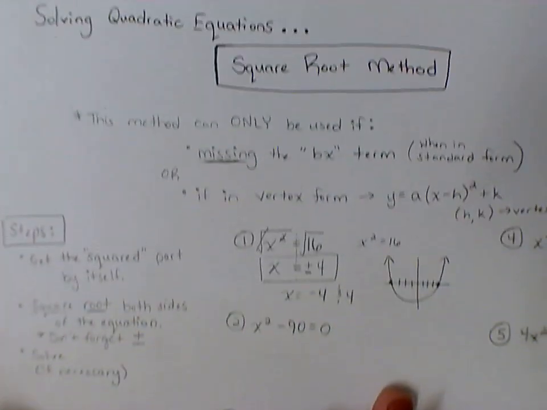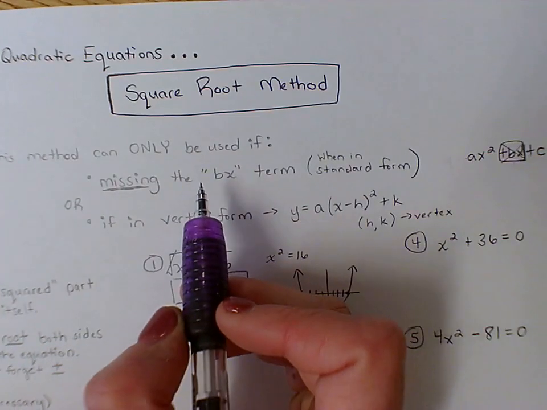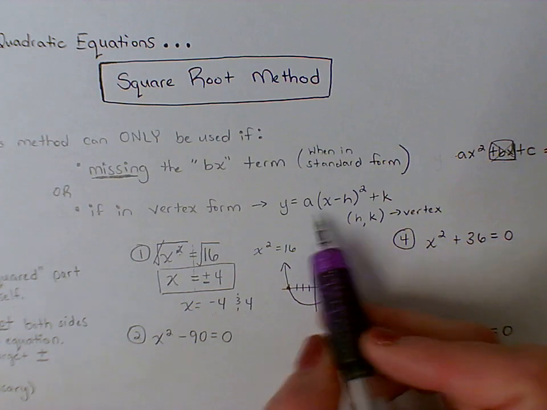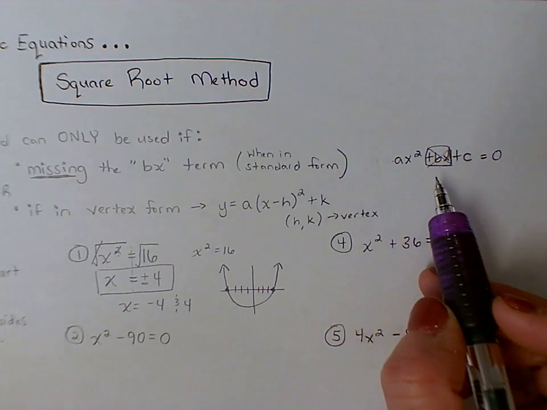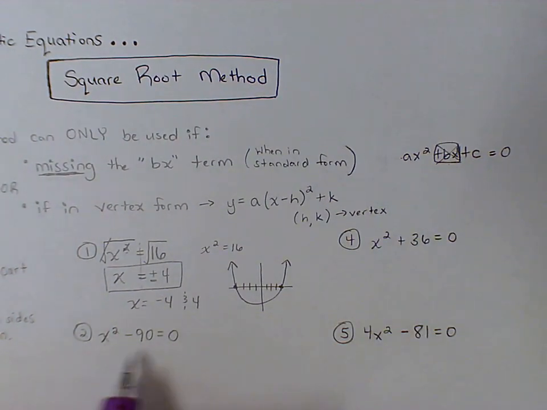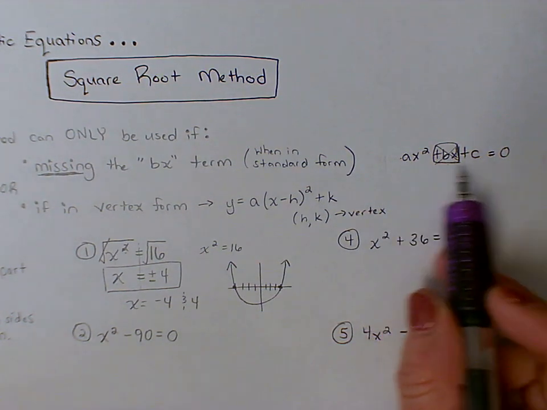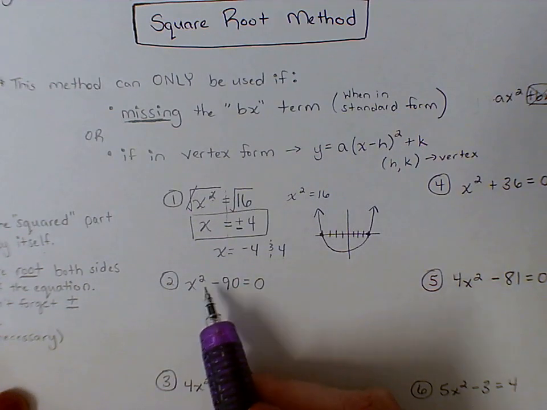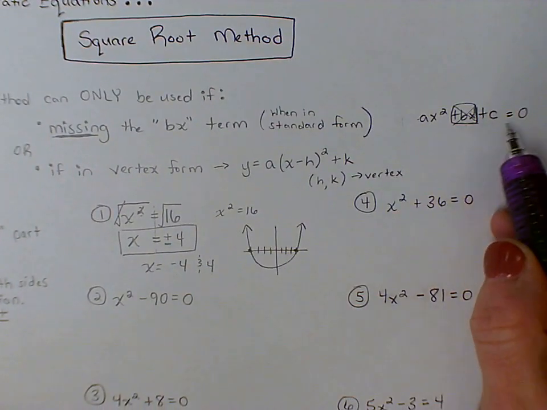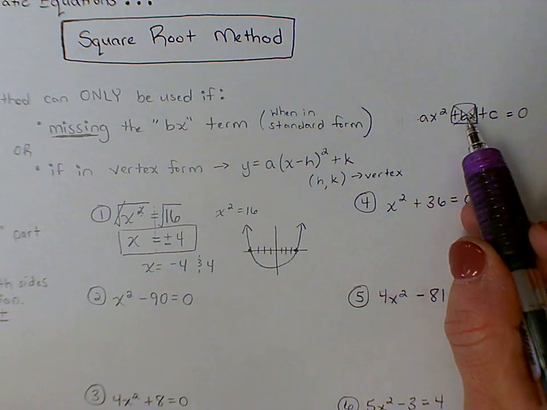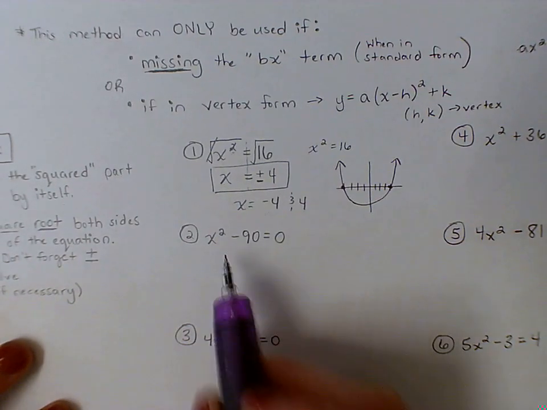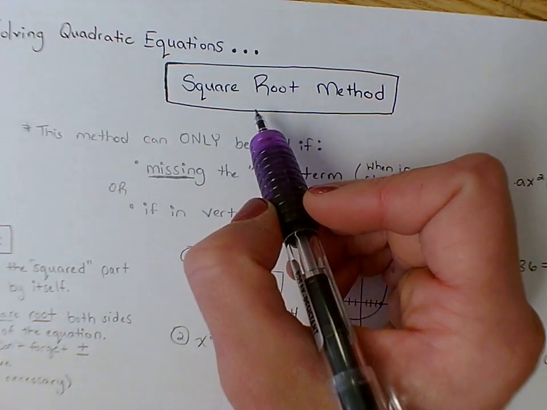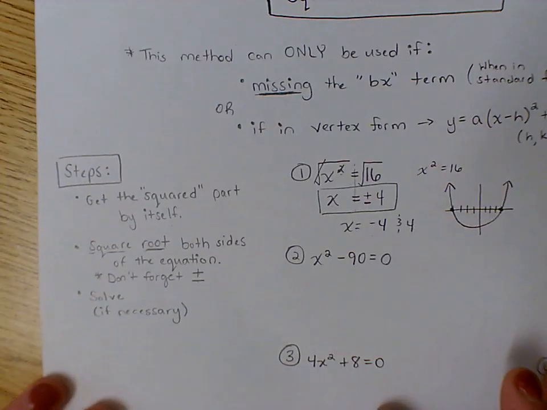Well, if you're wanting to use this method, you have to have one of these 2 things happening. So when I look at it, it's not in vertex form. So, well, it looks like it actually might be in standard form. So I have to double check and make sure I'm missing my x term. And if you look down here, you have the x squared, and then you have the number that's by itself, but then you don't have the x term. So that means that you're missing that bx term. Okay, so then you can use this method. All right, so let's do it.